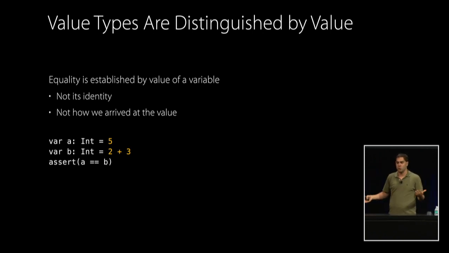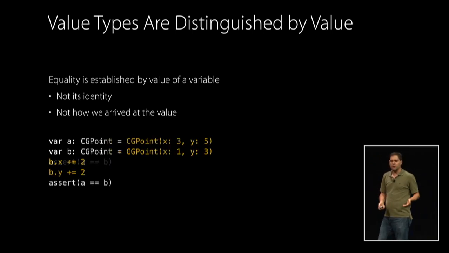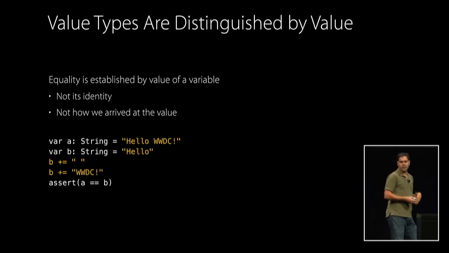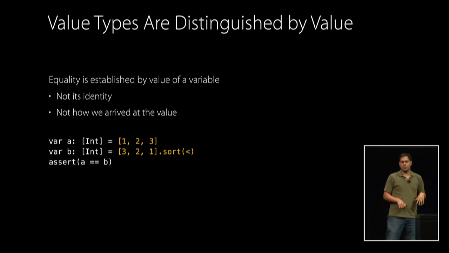You work with this all the time. You couldn't understand integers if they didn't work this way. So just extend that notion out. Of course, it's the same thing for CG points. You wouldn't be able to understand them if it wasn't this way. Why shouldn't strings behave exactly the same way? Doesn't matter how I get to the string, hello WWDC. The string is the value, and the equality operator needs to represent that. You can make this arbitrarily crazy and stupid. So here I'm going to go and do some sorting operation. What it comes down to, though, is I have two arrays of integers. The integers have the same values. Therefore, these things are equivalent.